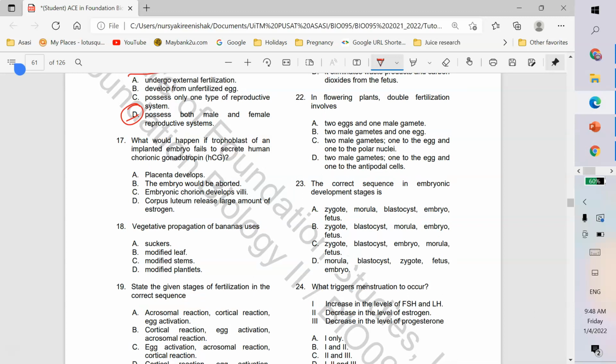Next is Nabila Huda. Number 17. What would happen if trophoblast of an implanted embryo fails to secrete human chorionic gonadotrophin? My answer is B. The embryo would be aborted. Why? Kenapa boleh gugur? Because the cell would not continue to divide. The cell tu is referring to what cell?